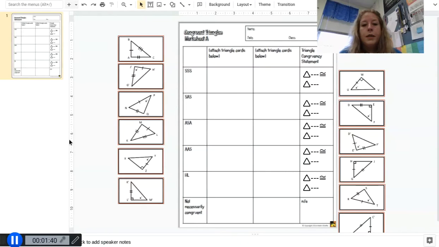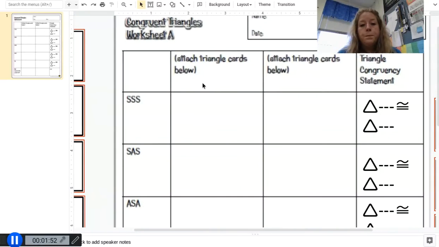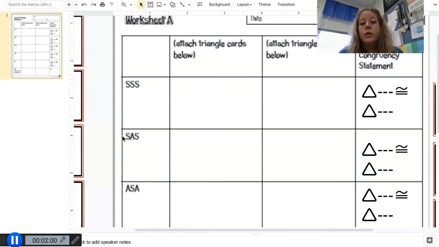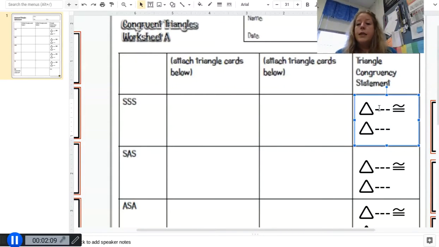So you are looking for two triangles that have the three sides marked, side, side, side. And down here you're looking for two triangles that have the side and the angle marked, side, angle, side. Two sides, one angle. You're going to do that all the way down. And here's where the congruency statement is going to be. It's going to be like triangle ABC is congruent to triangle XYZ. All right, I want you to take about 5 minutes and work on that on your own before you come back here and I'll talk about the answers. So go ahead and pause, work on this.